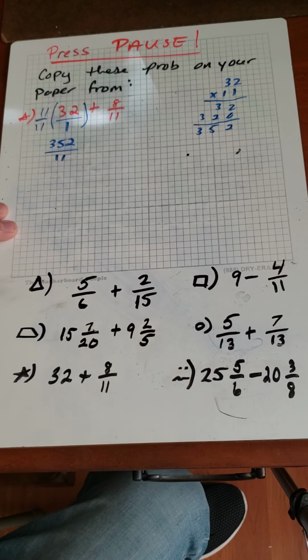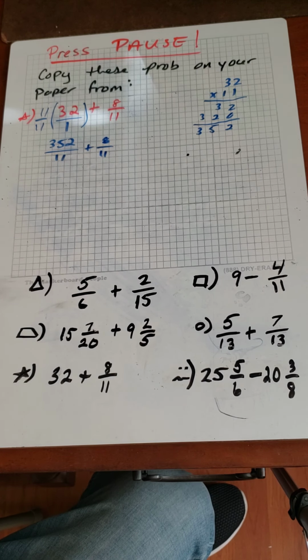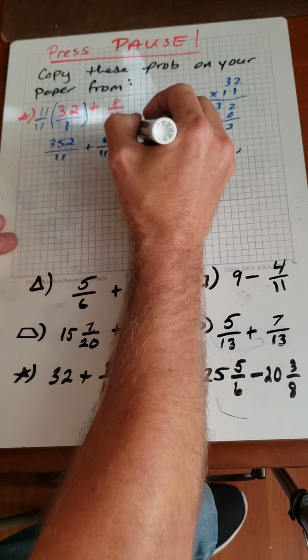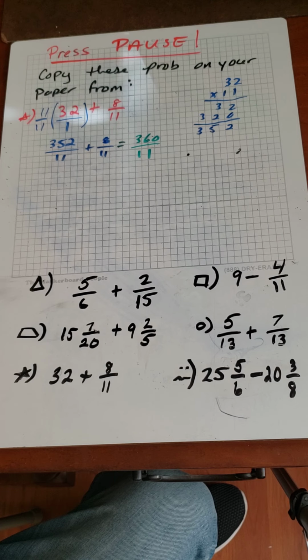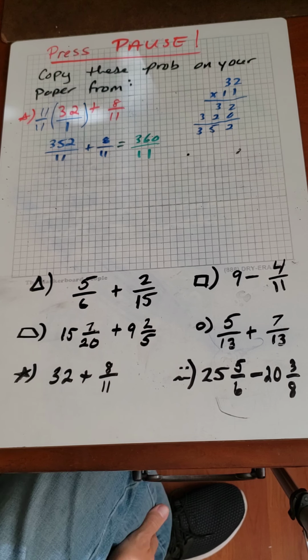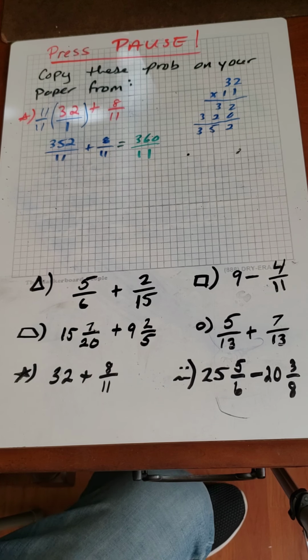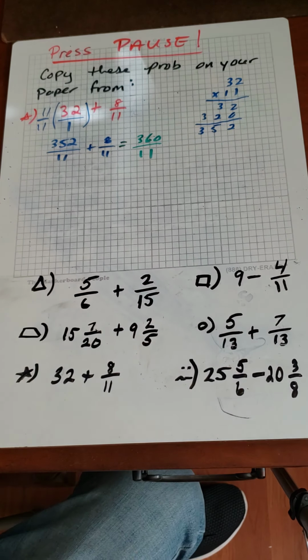352 over 11 plus 8 over 11. All right, sweet. So now I have 352 over 11 and 8 over 11. And since I have common denominators, then I can just add the numerators. And so 352 plus 8 gives me 360 over 11. And a lot of questions that I have from students at this point is, can you leave it as an improper fraction, or should you change it to a mixed number? And I'm going to go ahead and say, if we start with mixed numbers, then we should end with mixed numbers. If we start with improper fractions, then you can leave it as an improper fraction.